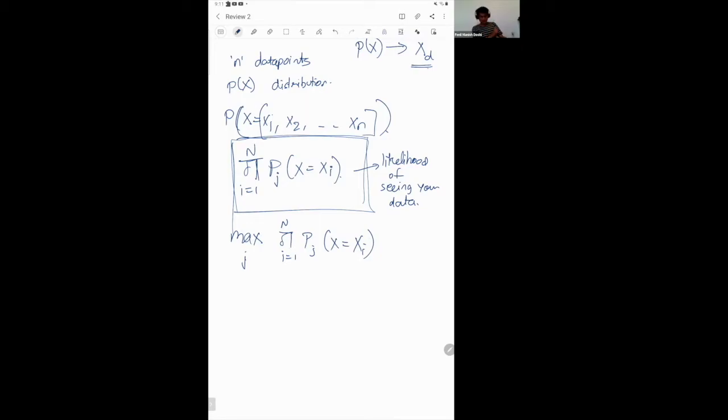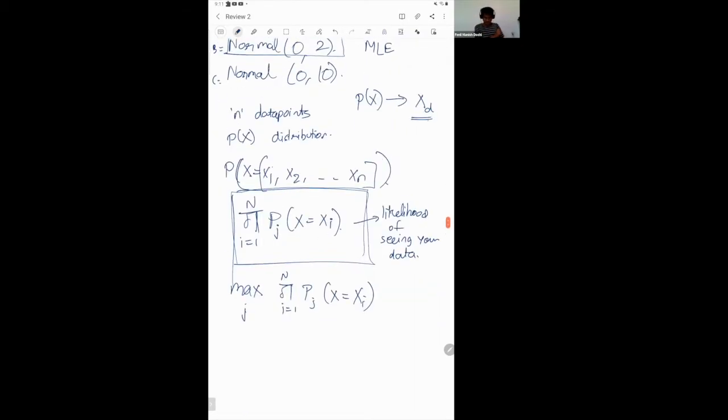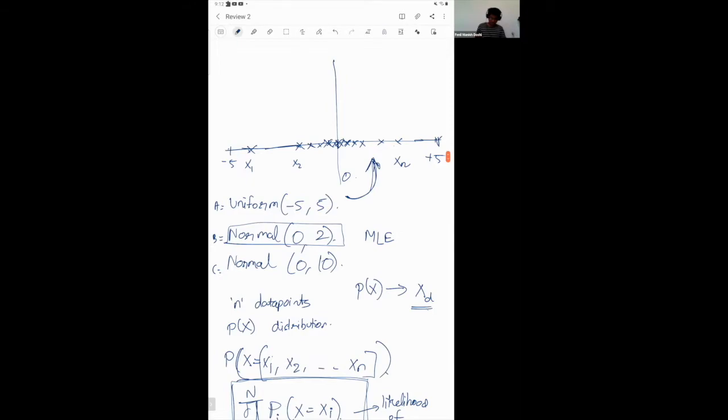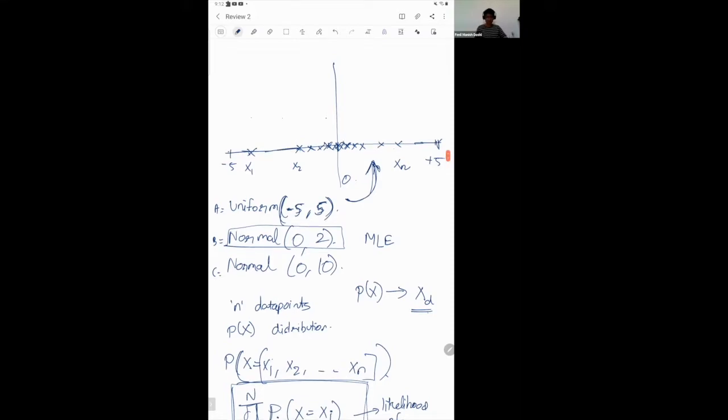Now, normally, what we can do is for -5 to 5, can anyone tell me what would be the probability at each data point from a uniform distribution on -5 to 5?